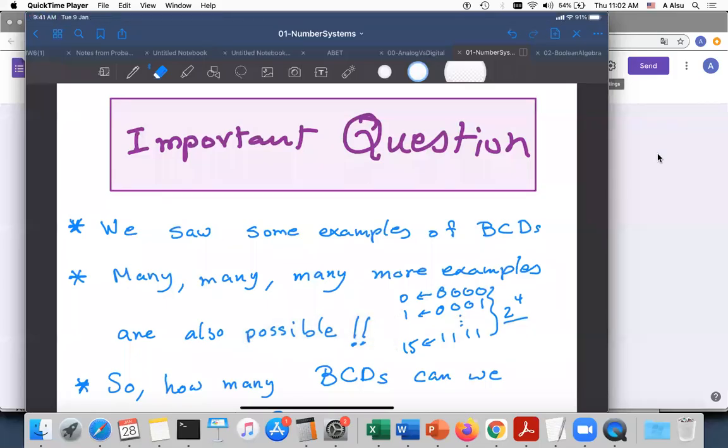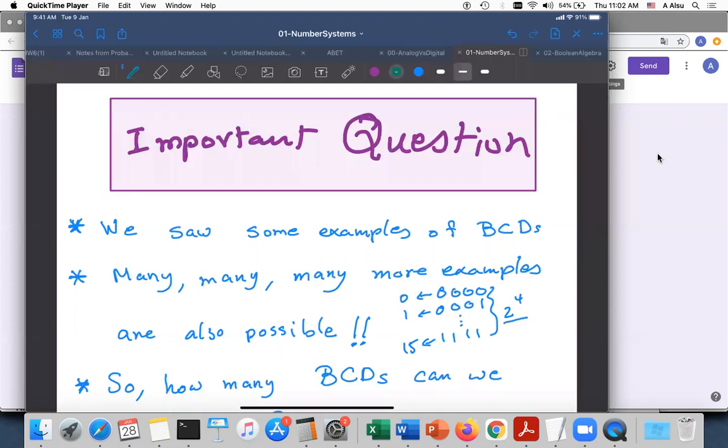Bismillah ar-Rahman ar-Rahim. Last lecture, we actually finished the number systems by discussing the final topic, which is related to BCD encoding, ASCII characters and parity bits.